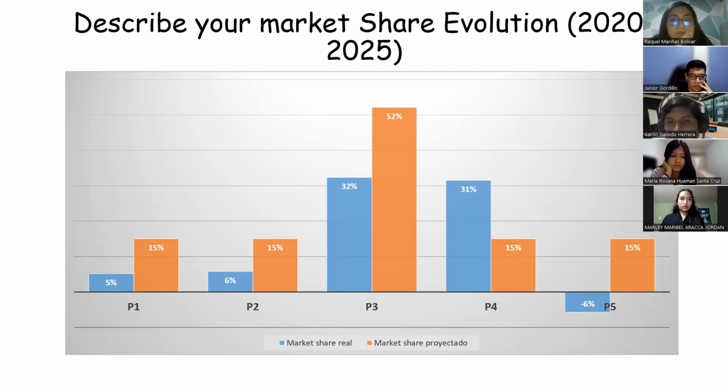Where we had better results was in the third decision, with an increase of 32%. In period 4, the results were similar with 31%. And for the last decision, we declined by less than 6%. Next.